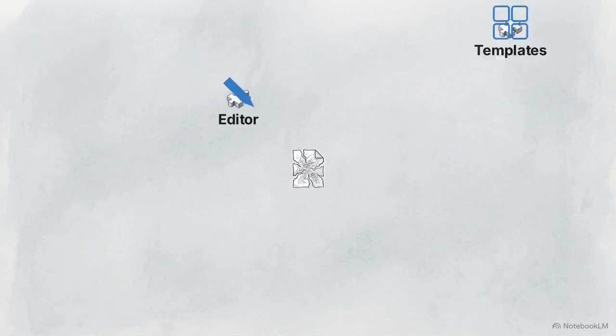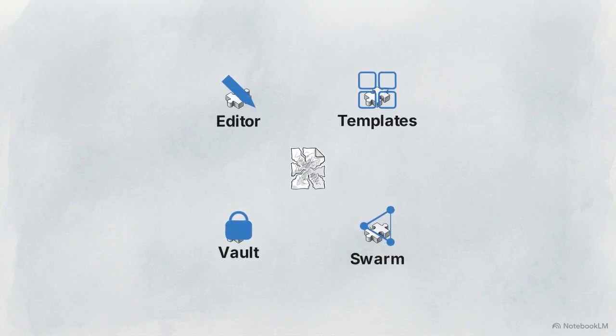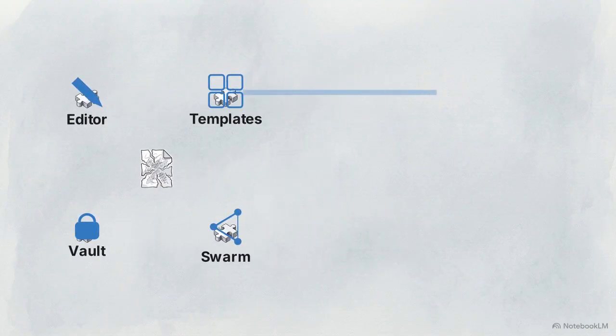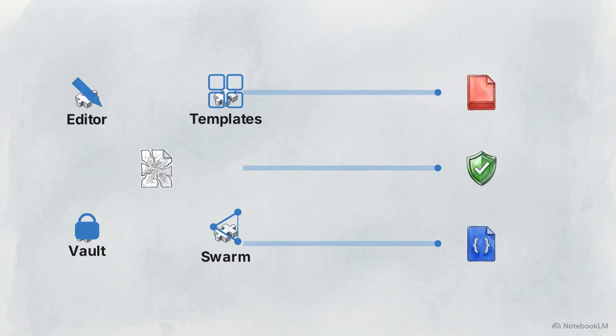The architecture centers around your raw hypothesis. It's immediately surrounded by 4 interlocking modules: the editor, templates, vault, and swarm. These process the hypothesis simultaneously, applying formatting, verifying data, and running compliance checks in parallel to produce multiple academic outputs. We can trace exactly how raw genomic data moves through this specific pipeline, transforming into a finalized manuscript.